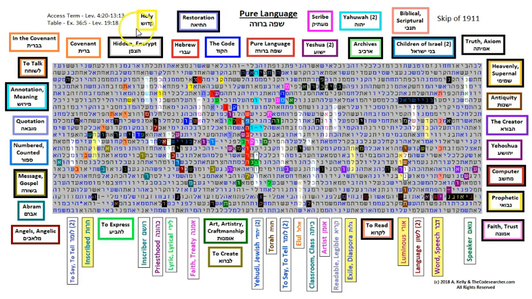And it is at an equidistant letter skip of 1911. So what I'm going to do this time is break it down into smaller portions, and then we'll come back to this full table later on.